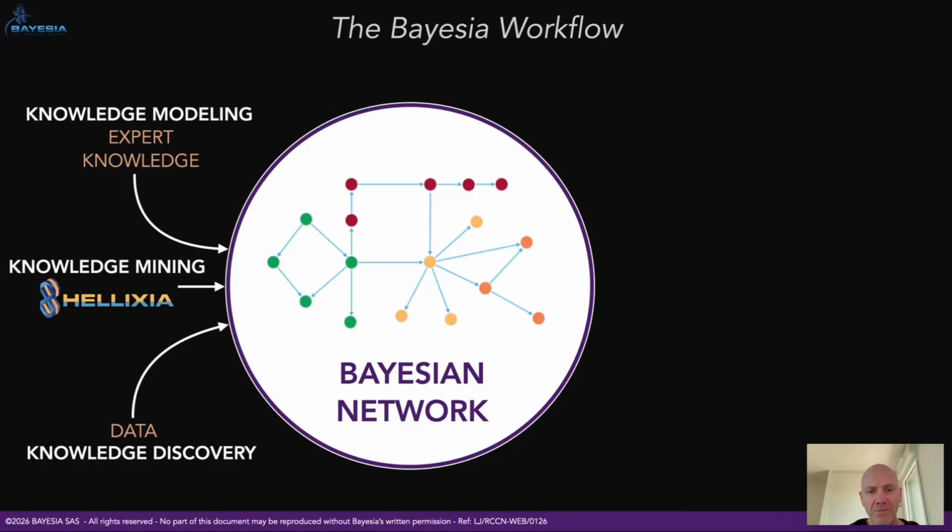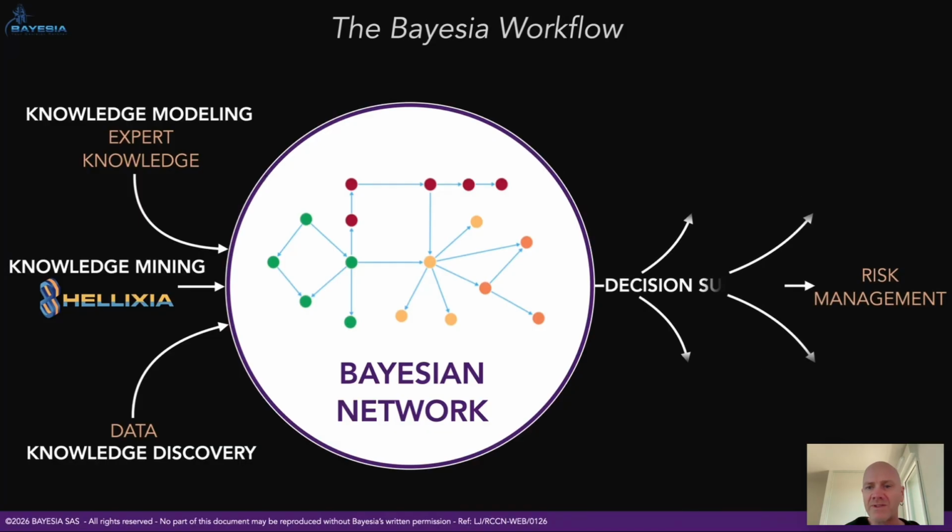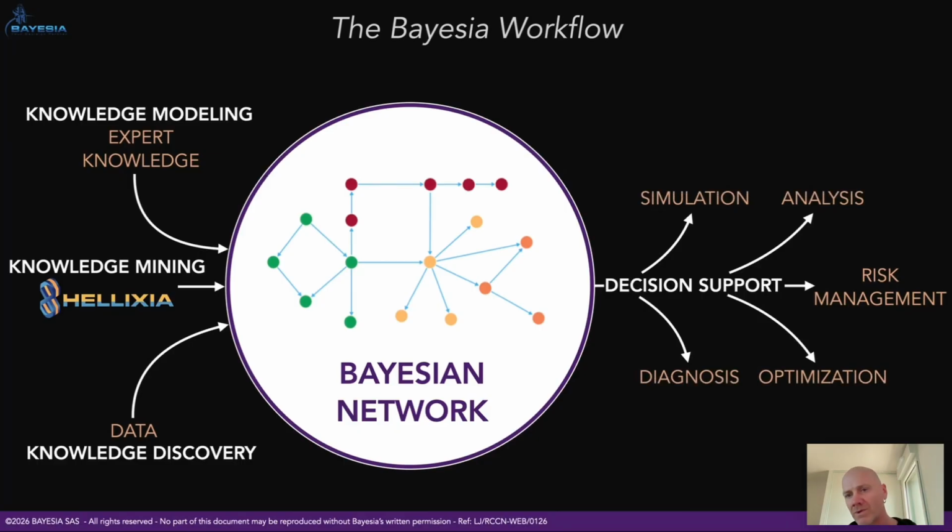And at the end of the day, we can mix these three sources of knowledge. And once we have a fully specified Bayesian network, as I said, we have a probabilistic expert system that we can use for decision support, right? So we can do simulation, we can do diagnosis, we can do optimization, we can analyze the domain that we have represented with this network, and we can obviously do risk management because we are modeling probability.